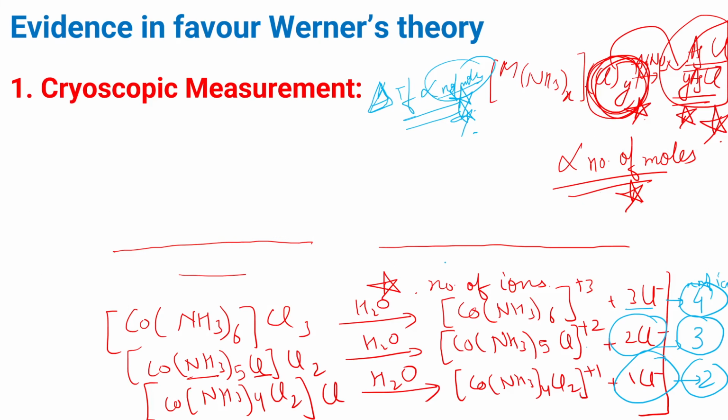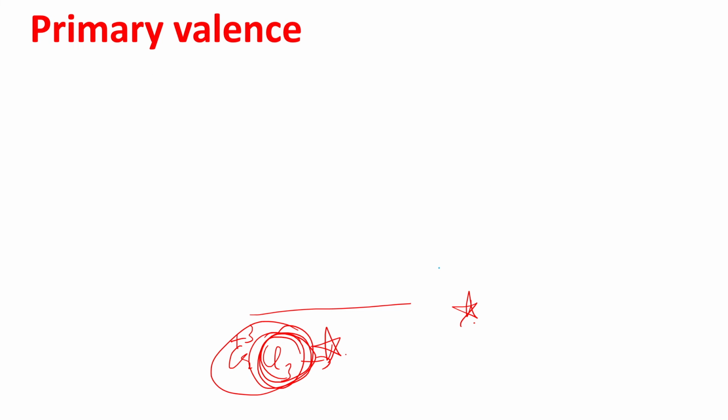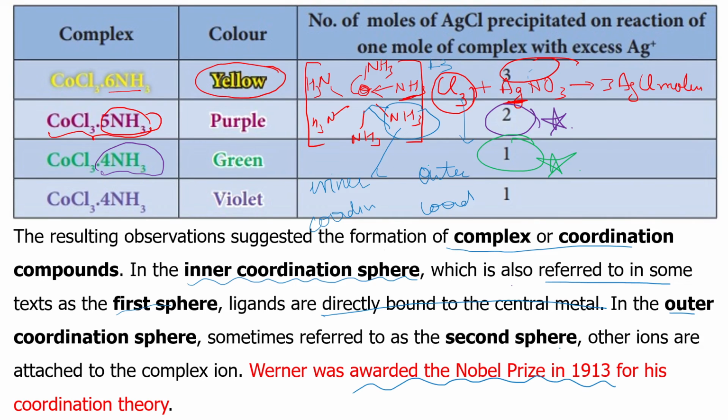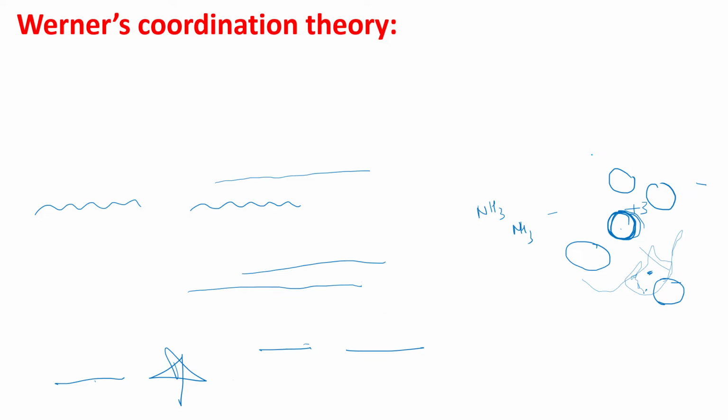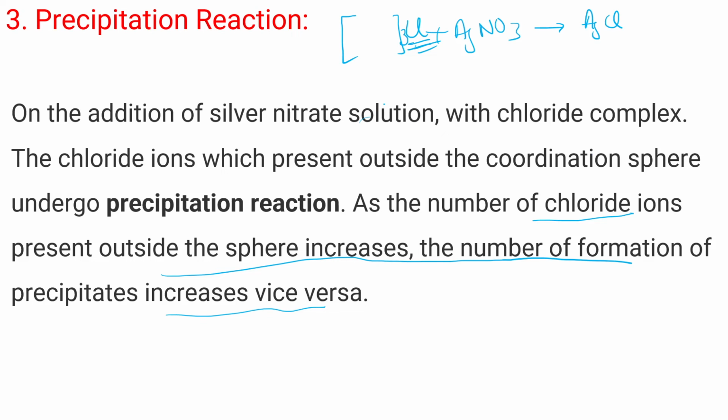Please refer to the previous slide over here. On this slide, you can see that three chloride ions were present outside. When silver nitrate was added, three AgCl molecules came out. In the second one, two chloride ions were present, and only two molecules of silver chloride precipitated. In the third green complex, only one molecule of silver chloride came out. So by this, he provided the evidence.